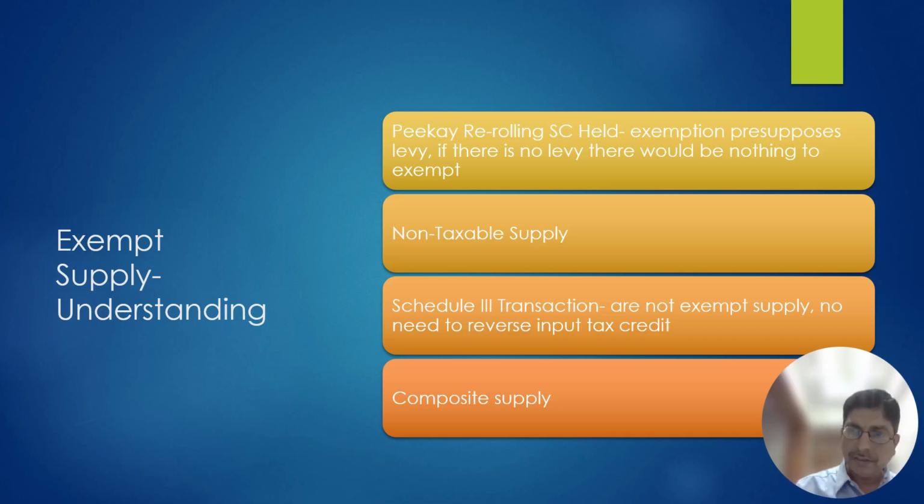On the other hand, suppose I transport alcohol from one place to another. Is it a composite supply? No, it is not a composite supply because alcohol is a non-taxable supply. Transportation is a taxable supply. So on transportation, you need to pay the tax separately.